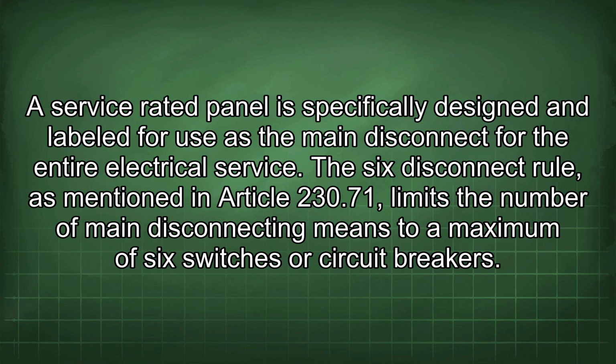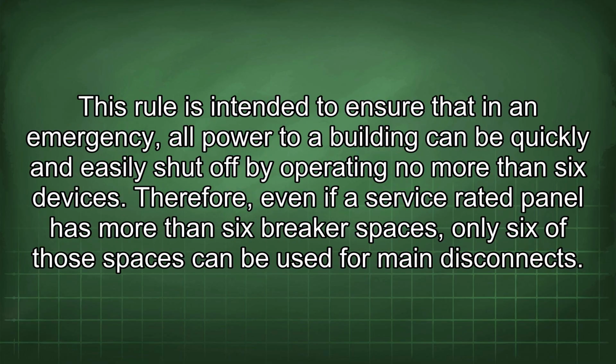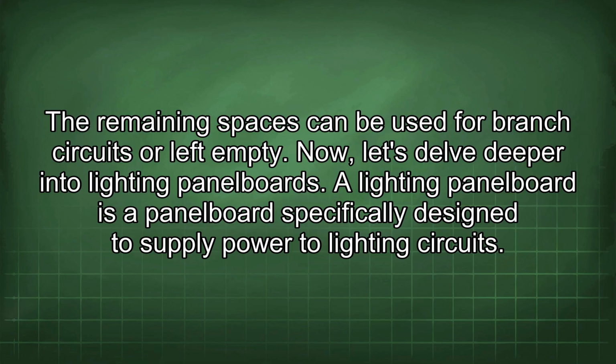The 6-disconnect rule, as mentioned in Article 230.71, limits the number of main disconnecting means to a maximum of 6 switches or circuit breakers. This rule is intended to ensure that in an emergency, all power to a building can be quickly and easily shut off by operating no more than 6 devices. Therefore, even if a service-rated panel has more than 6 breaker spaces, only 6 of those spaces can be used for main disconnects. The remaining spaces can be used for branch circuits or left empty.